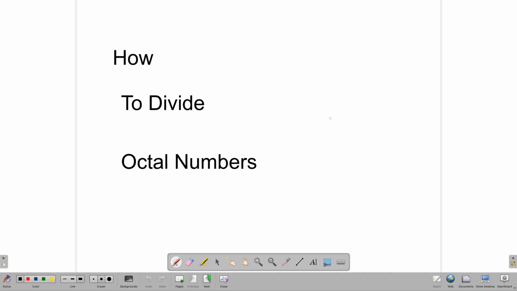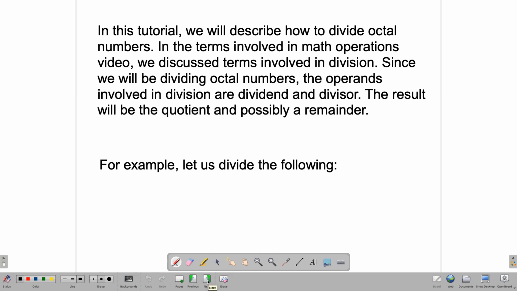How to divide octal numbers. In this tutorial, we will describe how to divide octal numbers.